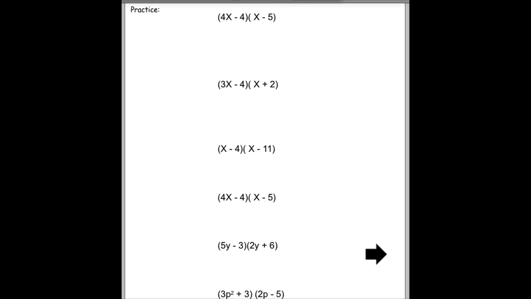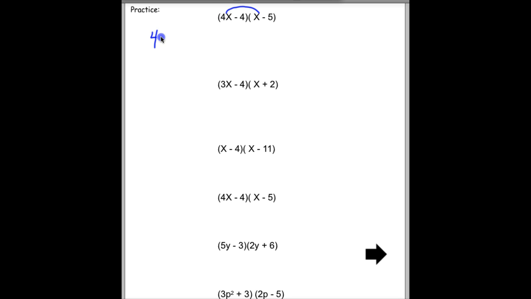So now we're just going to do a little drill and practice here. We're going to use the FOIL method on each of these. The FOIL method is really just distributing. You distribute the 4x in here, and then you distribute it in the back. And then you distribute this in, and then you distribute it to the back. So really what you're doing is just the distributive property. But we call it the FOIL method because of the order that we multiplied it.